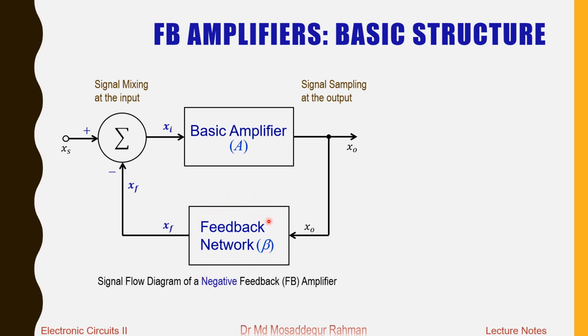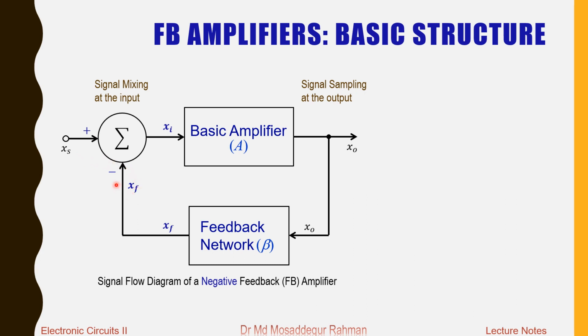So what is the function of this feedback network? The feedback network samples the output signal. As you can see, signal sampling at the output. So one of the functions of the feedback network is to sample the output signal, and then it produces a feedback signal which is denoted as XF, and that is supplied at the input side, and it is mixed with the original signal source, which is denoted as XS, the source signal.